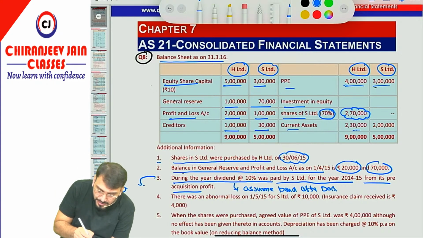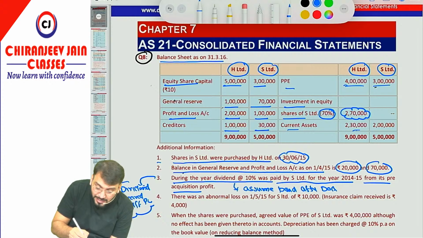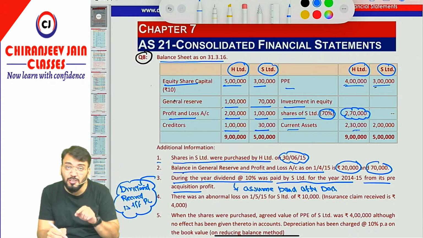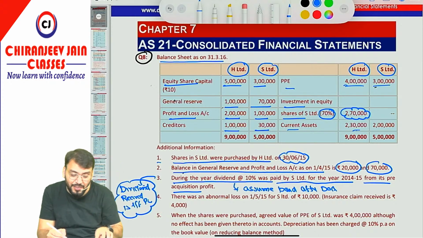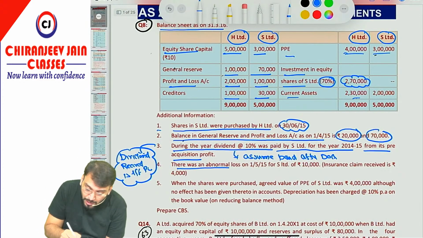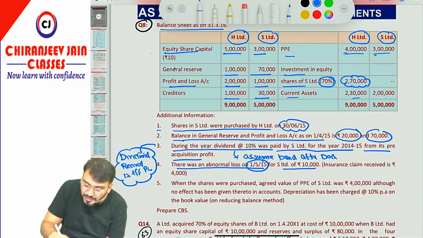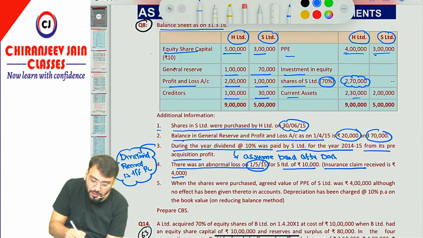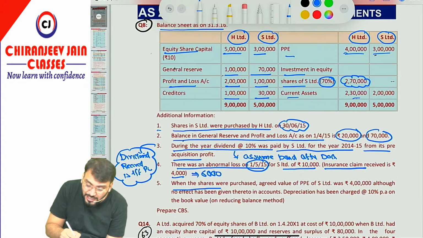And just write down one point: dividend received is transferred to PL. If it is transferred to PL, the wrong treatment has been done, so this is wrong treatment. We need to rectify this. Now there was an abnormal loss on 1/5/2015, meaning during the pre-acquisition period, of rupees 10,000. Insurance claim received is 4,000, so the net loss is 6,000.